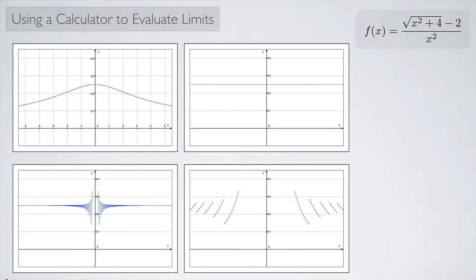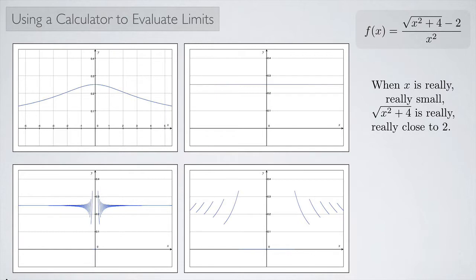So what's going on? Well, as x gets really, really small, the square root of x squared plus 4 gets really, really close to 2. And if you look at the function here, we are taking the square root of x squared plus 4 and subtracting 2 from it. The calculator is having a hard time dealing with this subtraction because these numbers are so close together. Eventually it just ends up calling this thing 0 up here.